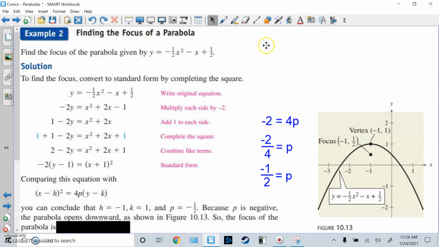Let's try another one. Find the focus of the parabola, here's the equation. That's not in standard form, so we're going to convert this into standard form by completing the square.